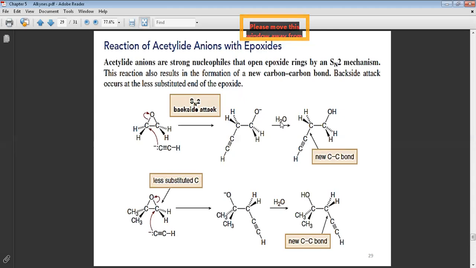It will take a proton from the water molecule to give you the final structure, which is an alcohol. This alcohol has the triple bond.